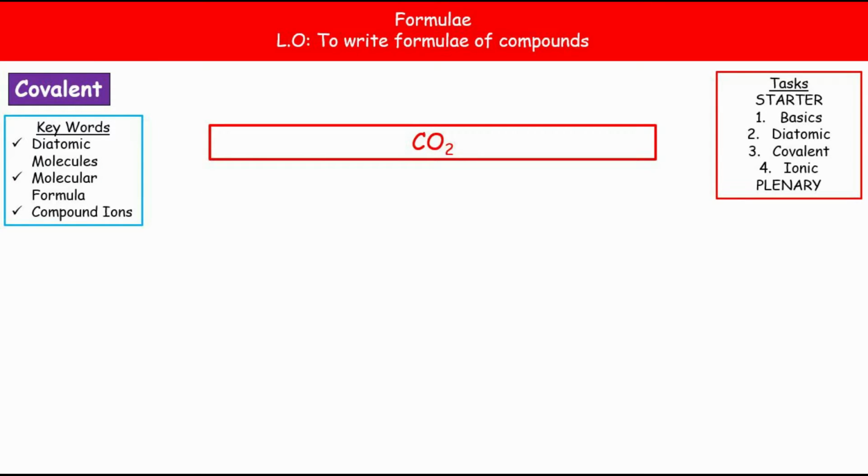Hopefully we know carbon dioxide has the molecular formula CO2. So capital C, capital O, and then subscript 2 after the O. So what that tells us is we've got one carbon atom which is joined on to 2 oxygen atoms. Grand total of 3 atoms altogether.